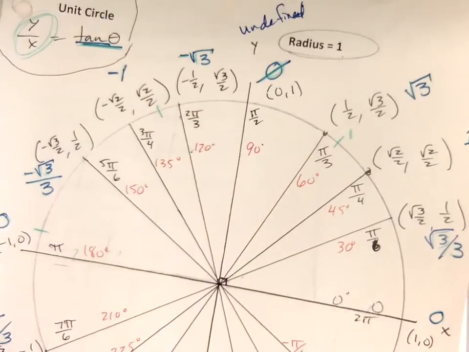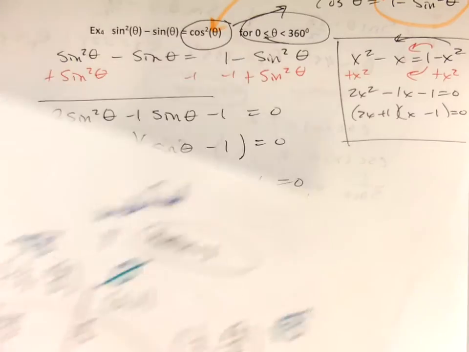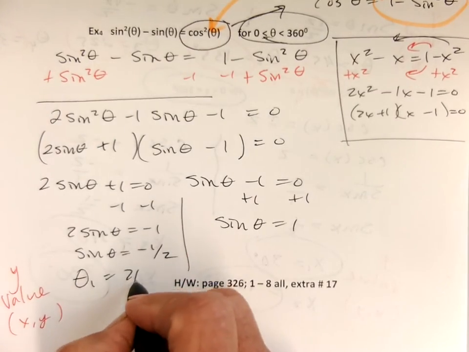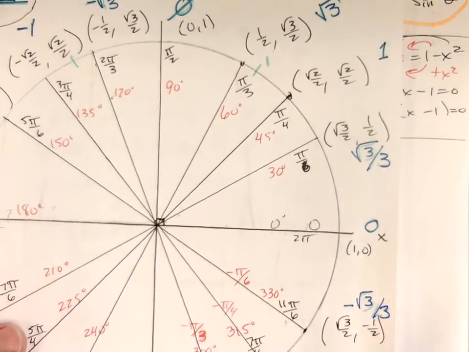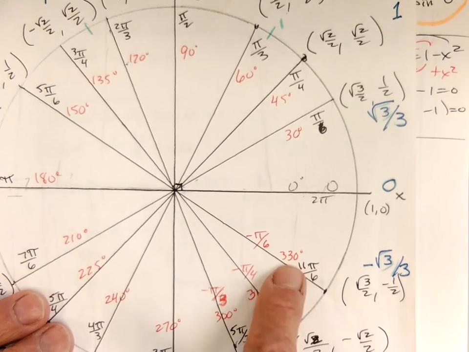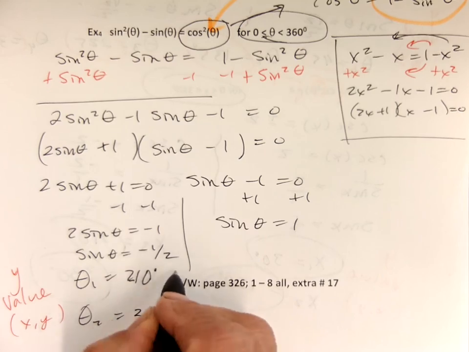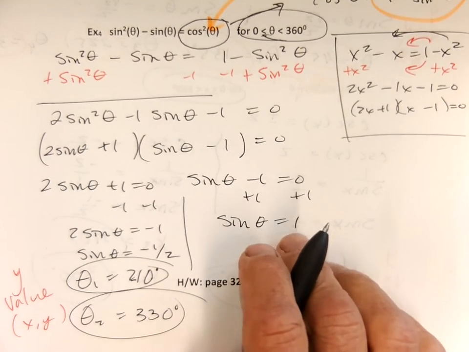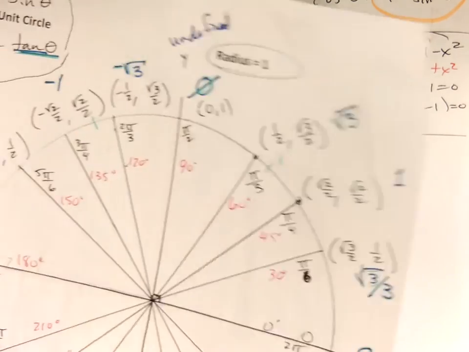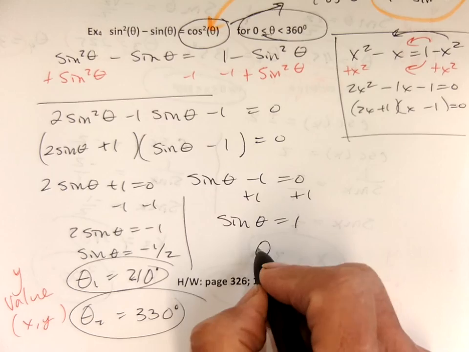And I find it here at 210 degrees. So theta 1 is 210 degrees. And I also find a negative 1/2 here at 330 degrees. And there's my first two answers. Sine equals 1, remember, sine is the y value. It only happens in one spot at 90. So I get 3 answers this time.